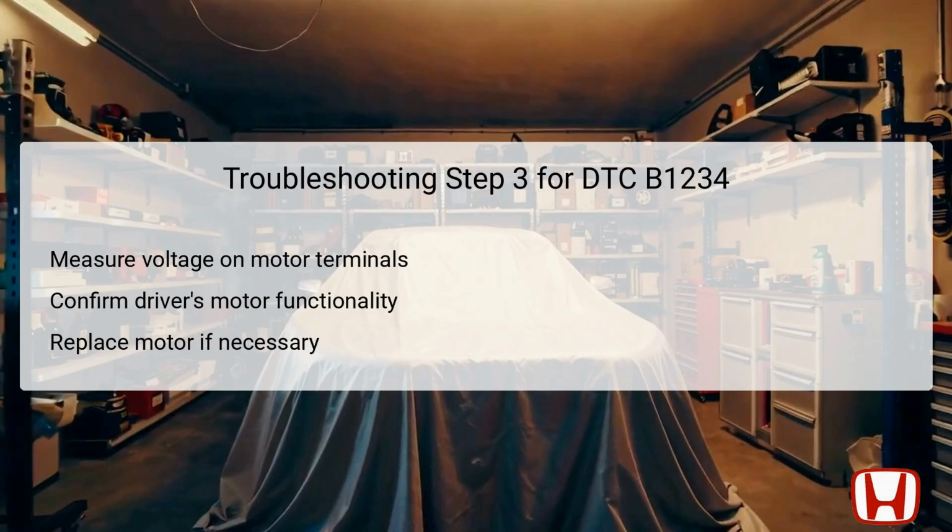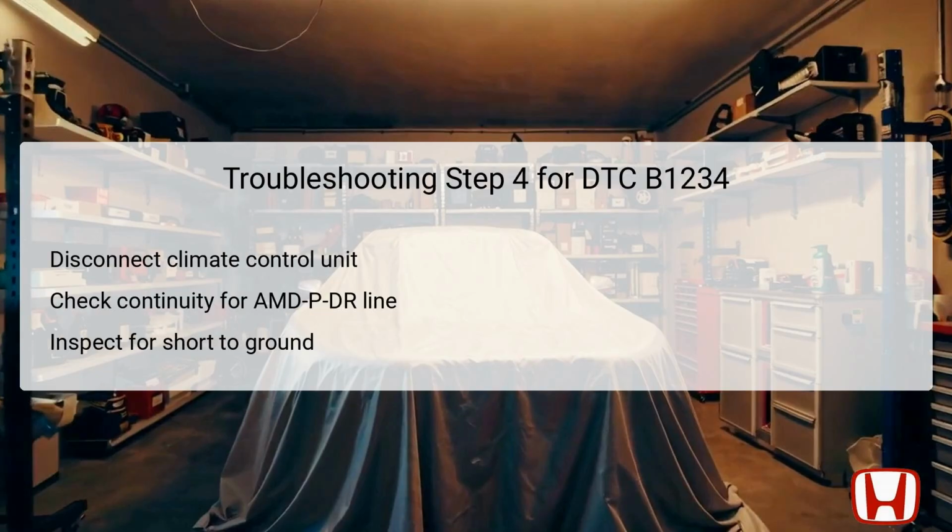If the voltage is not present, the technician is guided to investigate further for other potential circuit issues, ensuring comprehensive diagnostics and repairs. At this point, the focus shifts to inspecting the wiring integrity of the AMD PDR line by disconnecting the climate control unit connector B. The vehicle should be in the off lock mode during this process, ensuring safety while handling electrical components.